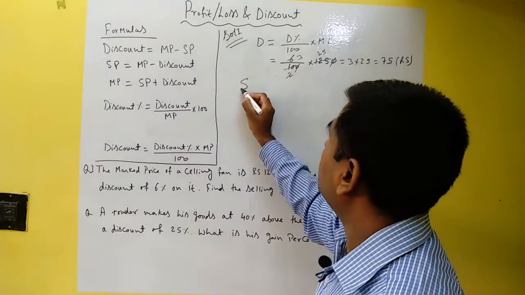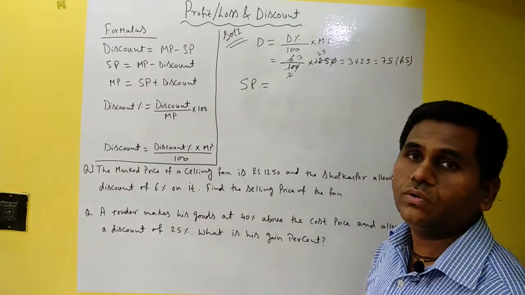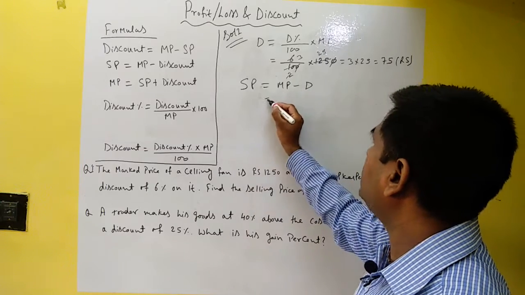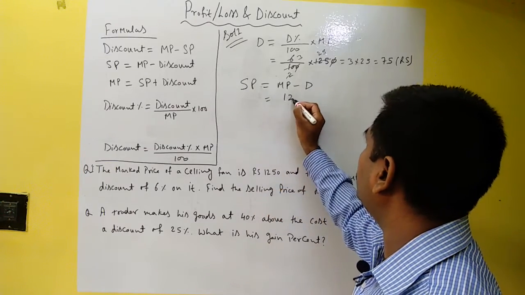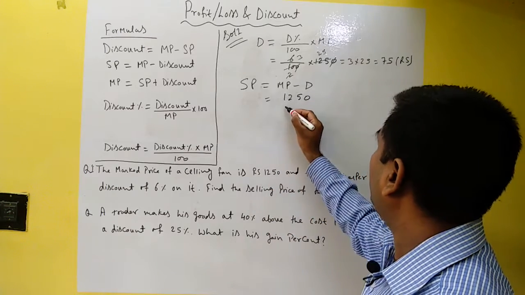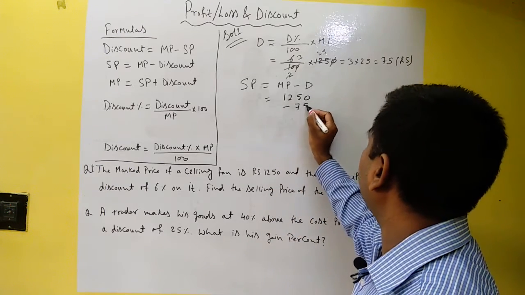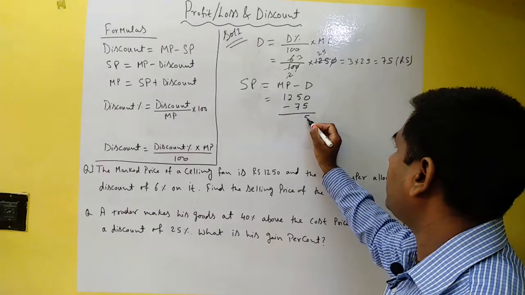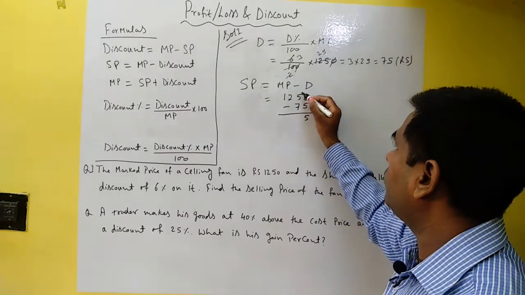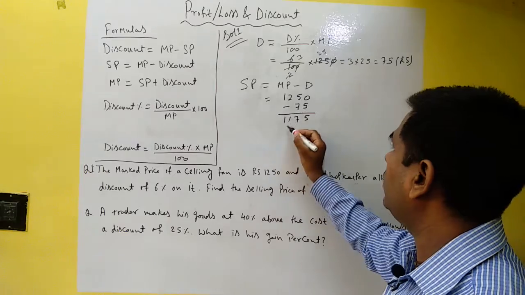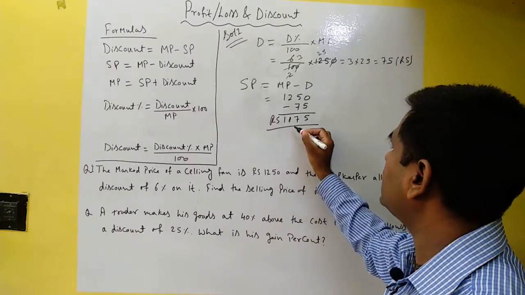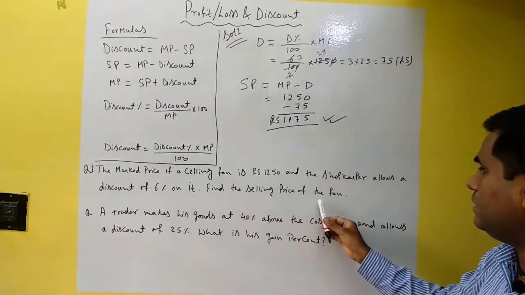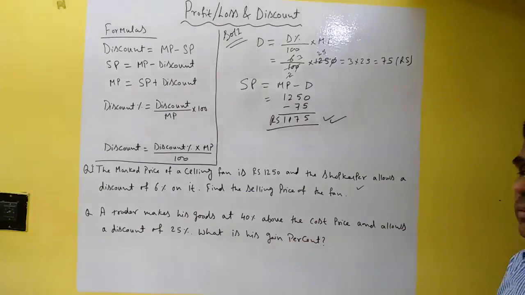Now we will find the selling price. Selling price is equal to, you can see the second formula, marked price minus discount. Marked price is 1250, minus discount 75. Let's quickly subtract this. 10 minus 5 is 5, this becomes 4, and 14 minus 7 is 7, 1 1. So rupees 1175 is the selling price of this ceiling fan. Okay, so we have solved this problem.